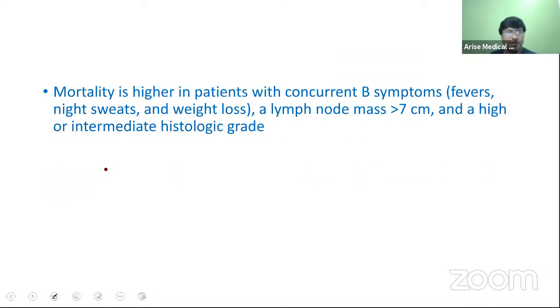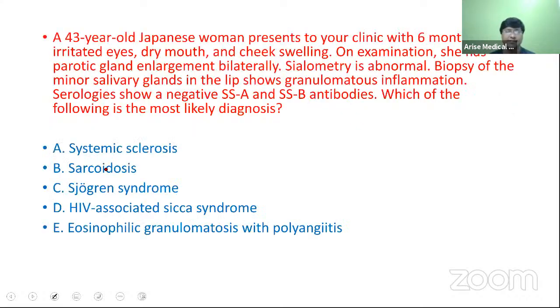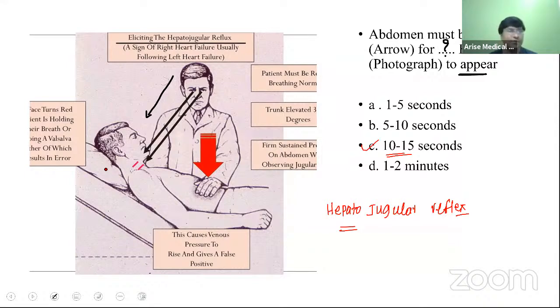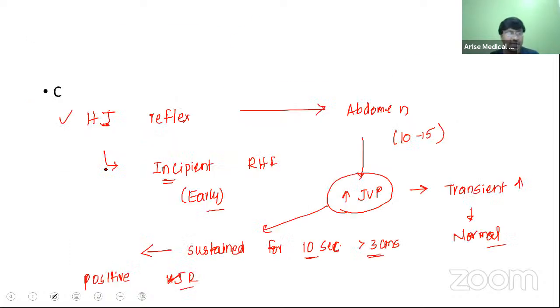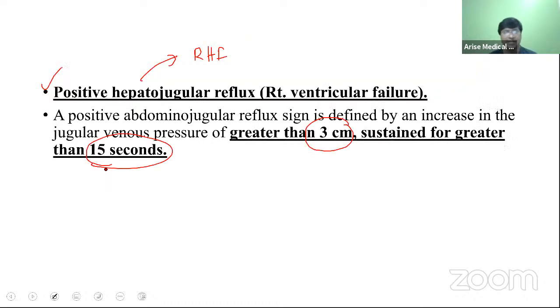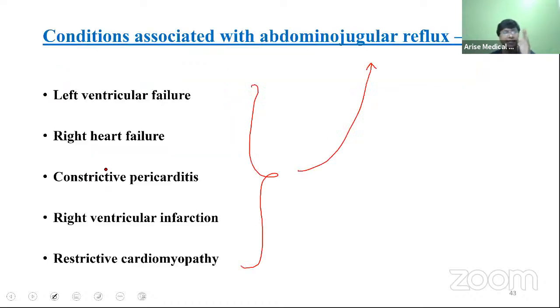Right, last one. This is about your hepatojugular reflex. You need to apply the pressure over the abdomen for 10 to 15 seconds for eliciting a positive hepatojugular reflex. And you will have that in case of right heart failure, left heart failure, constrictive pericarditis, right ventricular infarction, as well as restrictive cardiomyopathy. So that completes the discussion of both clinical-based and image-based questions for today.